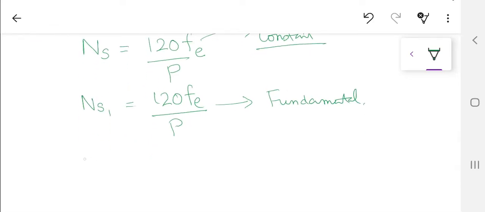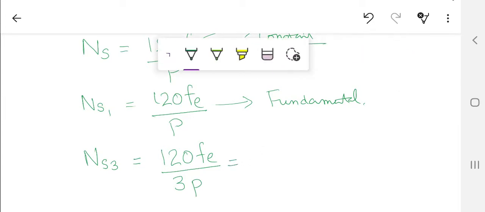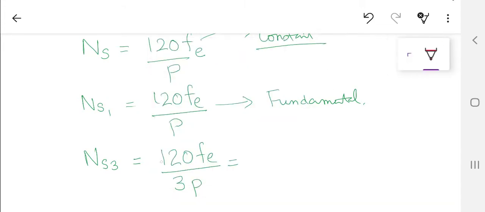Now, the same formula, when I write it down for the third harmonic, is going to be equal to 120 times Fe, and this time the number of poles is not going to be P, it is going to be 3 times P. Now this is 3 times P, and because this portion over here is equal to Ns, I can write this as Ns1 divided by 3.